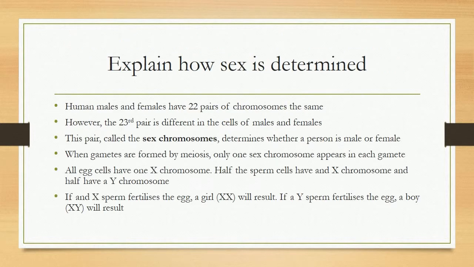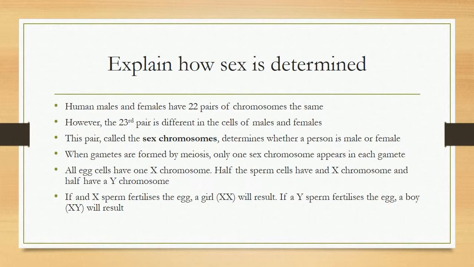Explain how sex is determined. Human males and females have 22 pairs of chromosomes the same. However, the 23rd pair is different in the cells of males and females. This pair, called the sex chromosomes, determines whether a person is male or female.